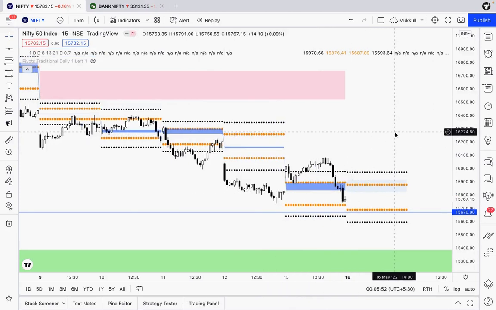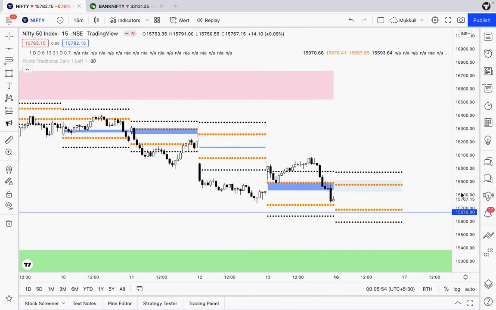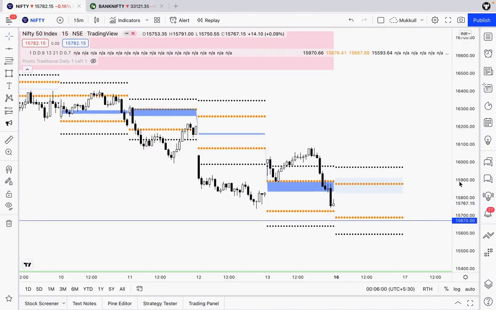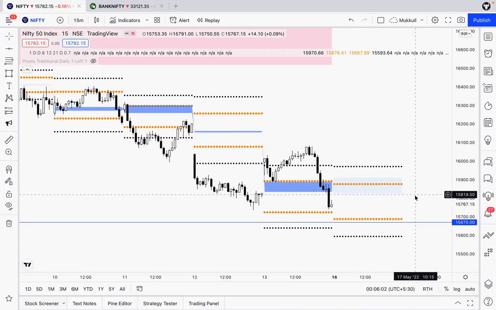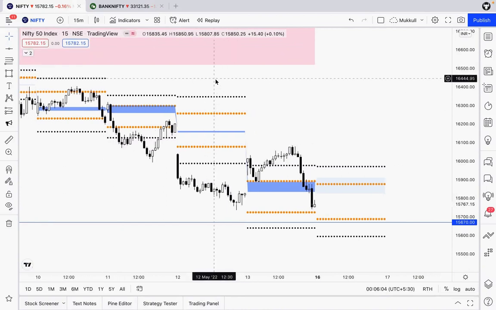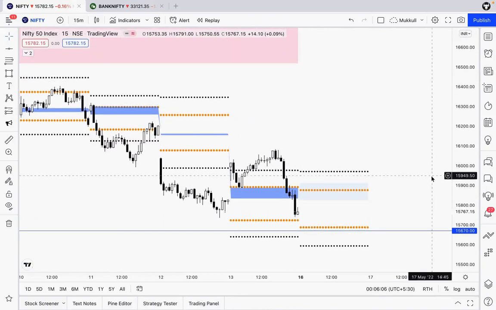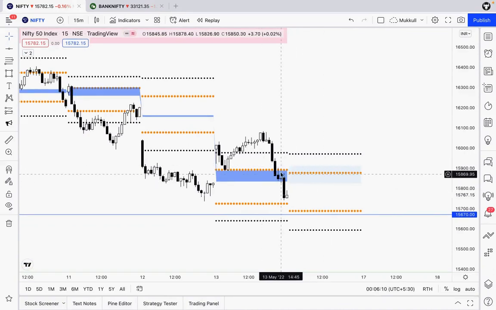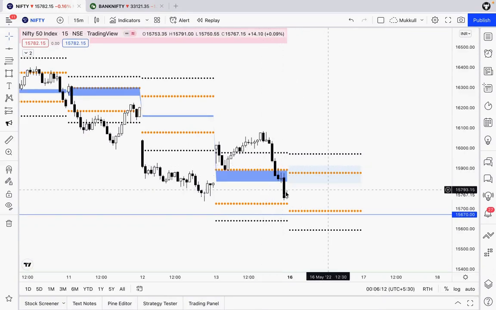Yeah. So what we have here now is actually this thing. So if you see, what is the CPR telling you? For the next day, what is this particular CPR telling you? First, we have a relationship of overlapping CPR.